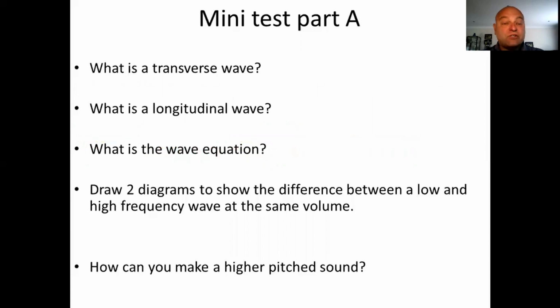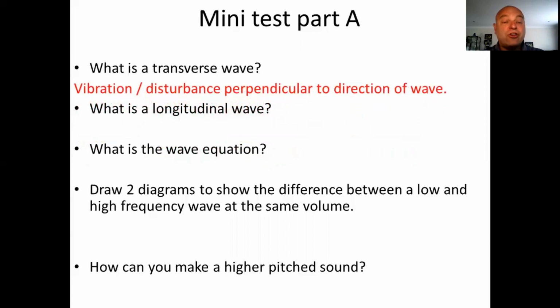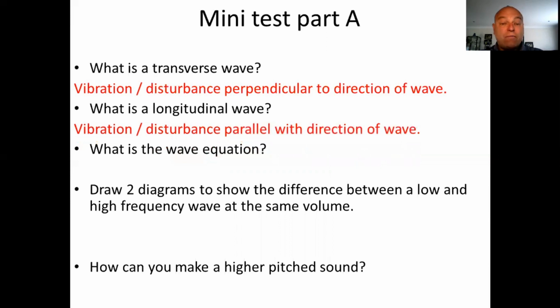What is a transverse wave? Well, it's where the vibration or disturbance is perpendicular or at right angles to the direction of the wave or energy. What is a longitudinal wave? It's when the vibration or disturbance is parallel with the direction of the wave or energy. What is the wave equation? It's V equals F lambda, or the velocity is frequency times wavelength.